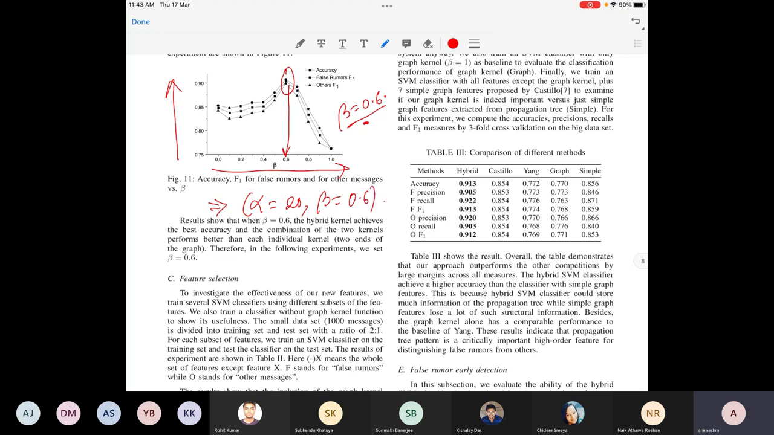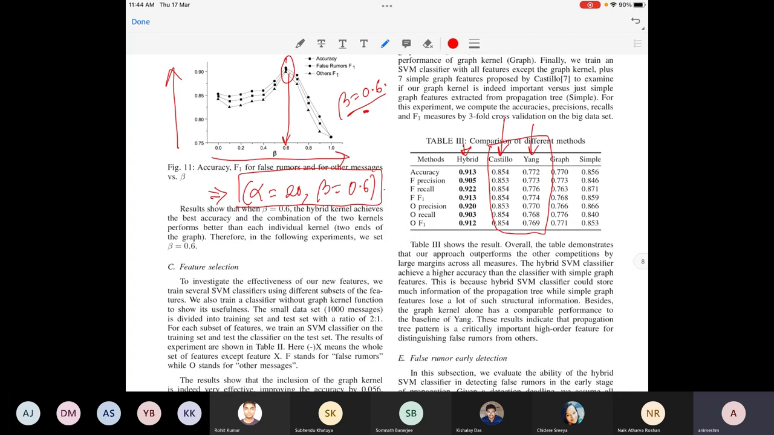With this set of values, they went on to do their experiments on the larger data set. For the larger data set, this is their model, the hybrid model, which uses both the graph kernel as well as the feature vector kernel. They compare it with some competing baselines, one from Castillo et al. and the other from Young et al. None of these methods use propagation kernels or propagation trees. The Castillo model used some of the repost features, but none of them use the graph kernel idea.